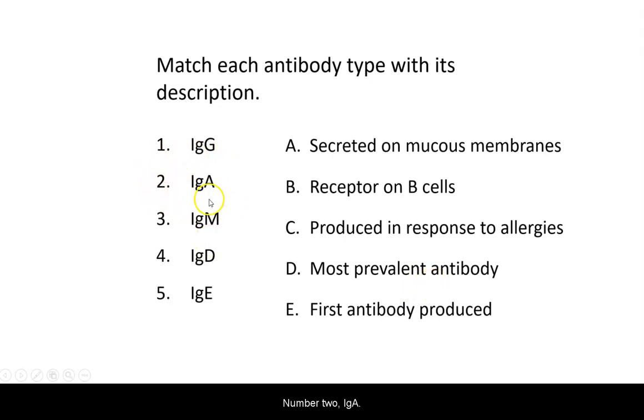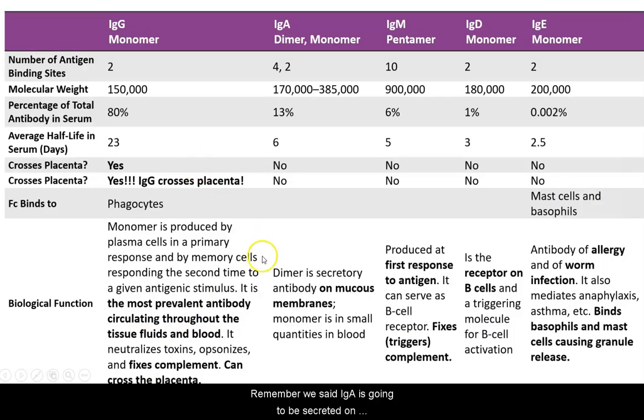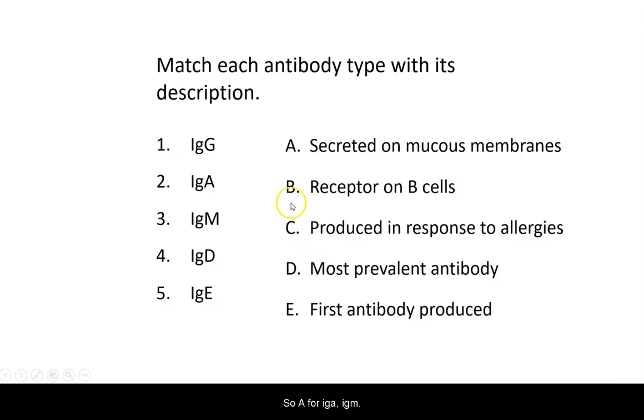Number 2, IgA. Remember, we said IgA is going to be secreted on mucous membranes. So A for IgA. IgM, remember, we said this is going to be E, the first antibody produced. IgD, all you need to remember about that is that it is the B cell receptor. And then IgE, the important thing I want you to remember about IgE is that it is produced in response to allergies, and this is going to be the guy involved in allergic reactions.